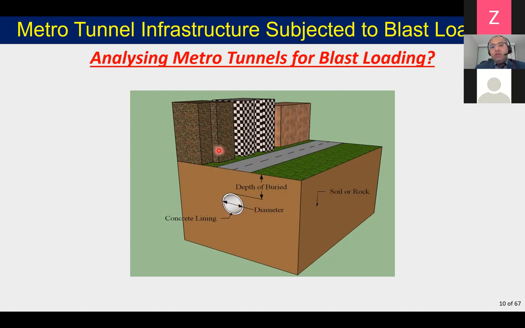So there you have your buildings here, and that's the road, and then you just construct a tunnel, excavated underground, and then apply some sort of concrete lining in it. Then you can use this tube for your transportation, and sometimes you can use this tube for the transportation of materials as well, like water or maybe sometimes petroleum gases as well. So this is the tunnel infrastructure.